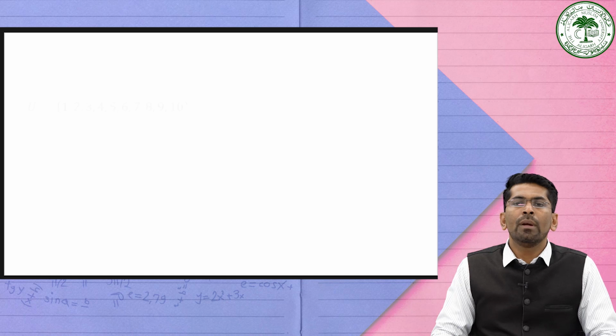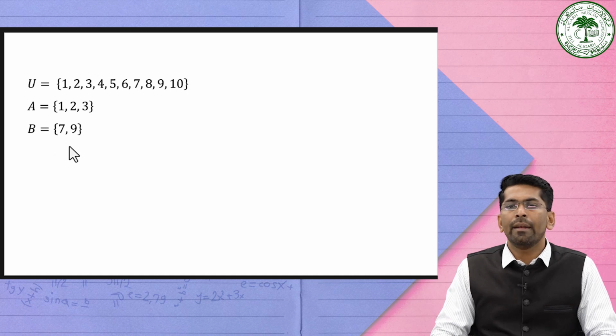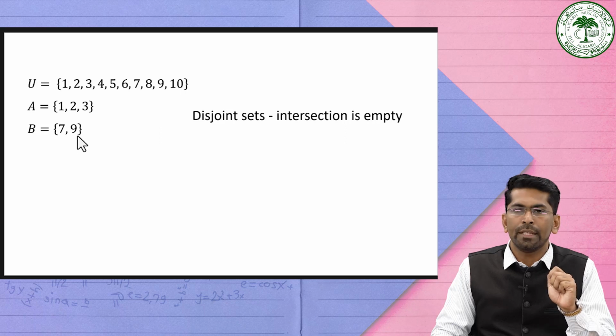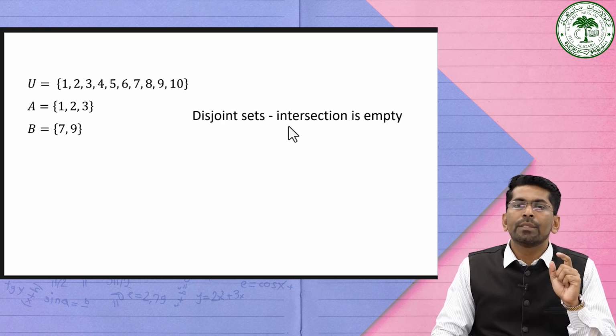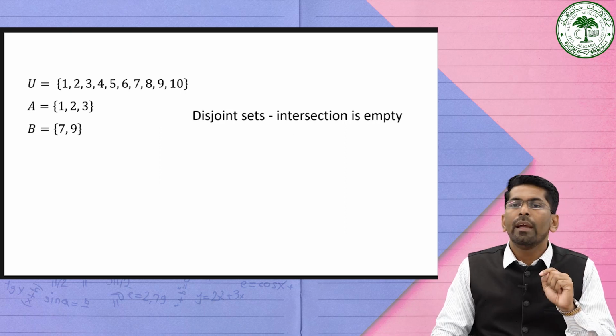Now we have another example. Given the universal set 1 up to 10, set A is equal to 1, 2, 3 and set B is equal to 7 and 9. In this case there is no overlap because set A and set B do not share any common element. Such sets are generally called disjoint sets, and the intersection is empty because there is no common element in set A and set B. They are also known as mutually exclusive sets.